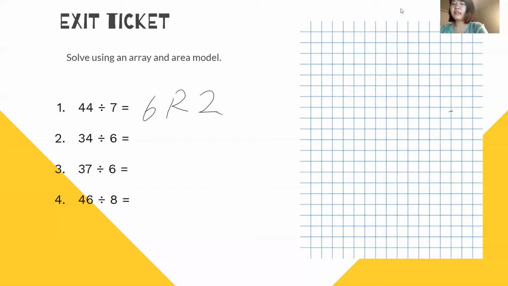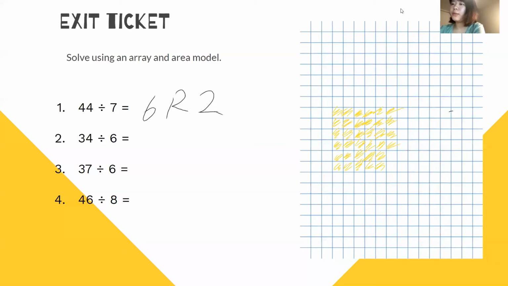Okay, and let's see the second one. 34 divided by 6. Each group is 6. And let's see how many groups we can get to 34. So 1, 2, 3, 4, 5, 6, 7, 8, 9, 10, 11, 12, 13, 14, 15, 16, 17, 18, 19, 20, 21, 22, 23, 24, 25, 26, 27, 28, 29, 30, 31, 32, 33, 34.